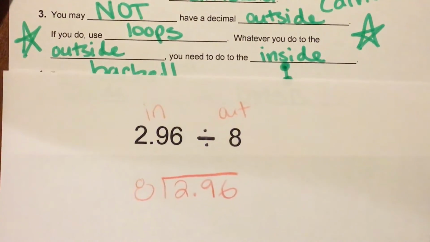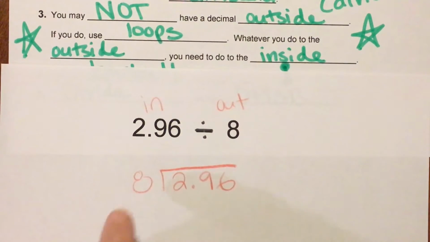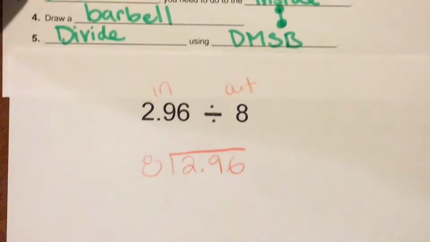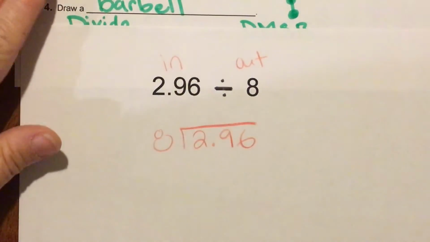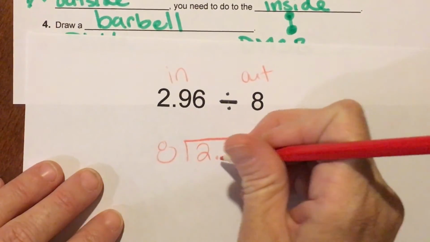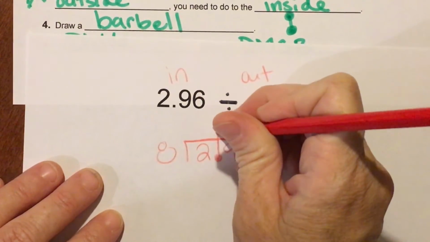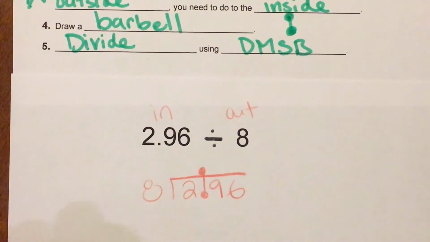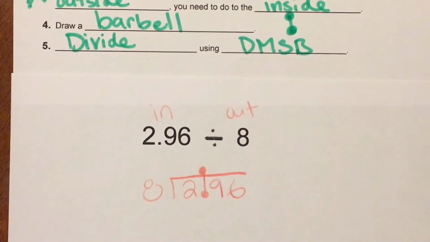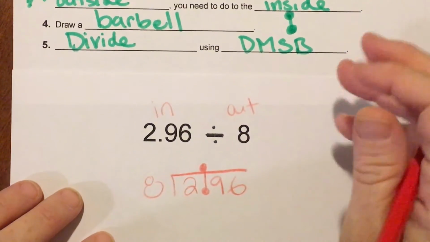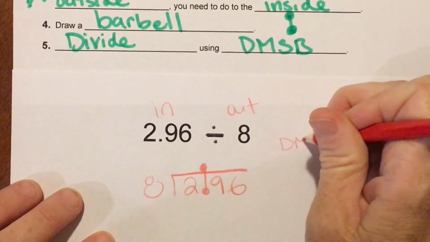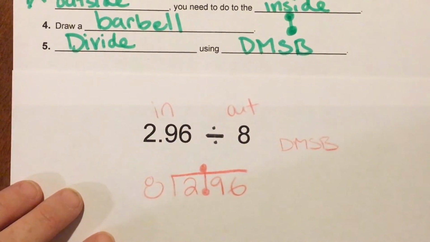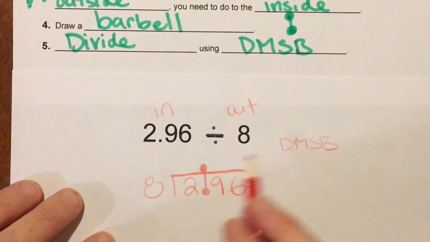Step 3 says you may not have a decimal outside. Well, I don't have one, so I'm not even going to worry about the rest of step 3. Step 4 says draw a barbell. So right here, I'm going to go straight up and draw a barbell. And then step 5 says divide using daddy, mommy, sister, brother. If you want to still write daddy, mommy, sister, brother and do the dots, that may help you, or you might just want to write it and refer to it.